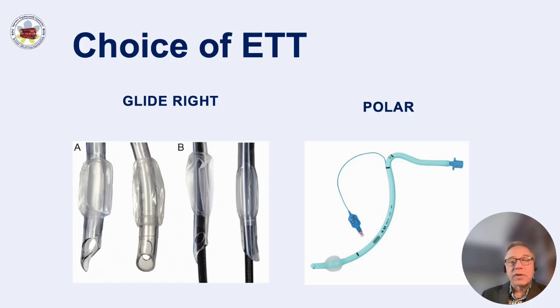Now let's talk about the choice of endotracheal tube. These are the good tubes that could be used, and I use a lot of the tube on the right side of the screen, called Polar. It's nice and soft, easy for the patient to tolerate, and it's preformed. So when you insert it, the proximal bit will go up, and it's easy to connect to the circuit. The tube on the left side is called Glide Right. This tube has a specific tip, as you can see here, and it's easy to railroad over the fiber optic scope, compared to the traditional 45 degree bevel that catches on the arytenoids.